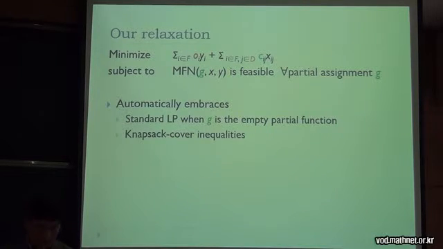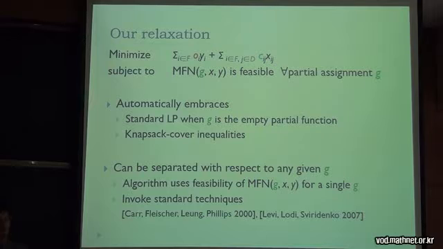So there are a couple of things that I would like to mention. This LP relaxation automatically embraces the standard LP because if you think about it, the way I introduced the standard LP was exactly by describing a special case of this multi-commodity flow network corresponding to an empty partial assignment. And this also embraces the knapsack cover inequalities I have mentioned for the min knapsack problem. Now, we don't know how to separate this LP. So we don't actually know whether the optimal solution to this LP can be found in polynomial time.